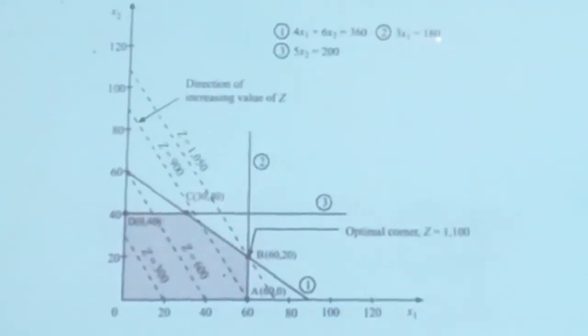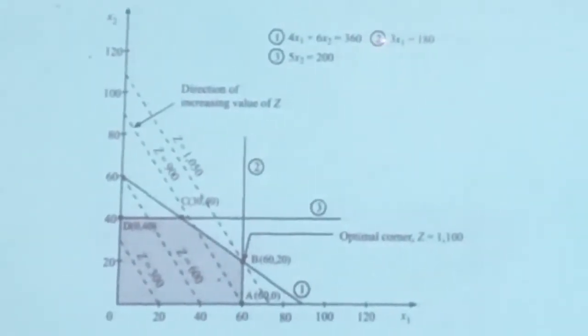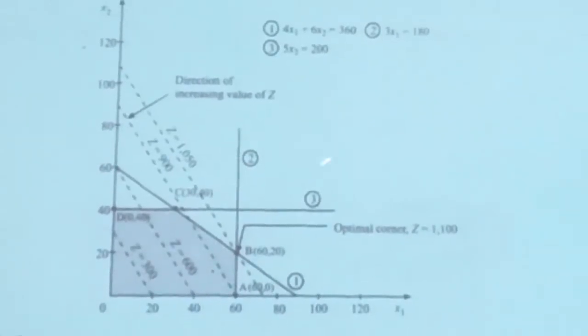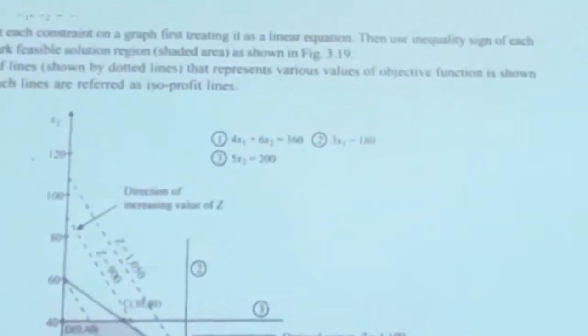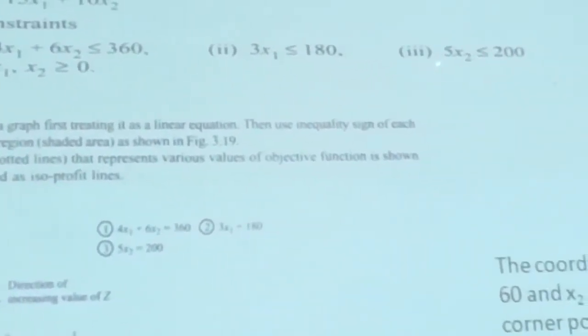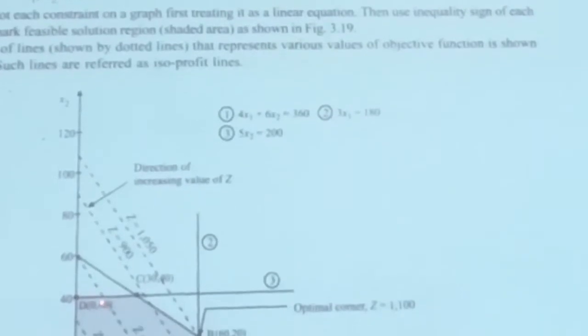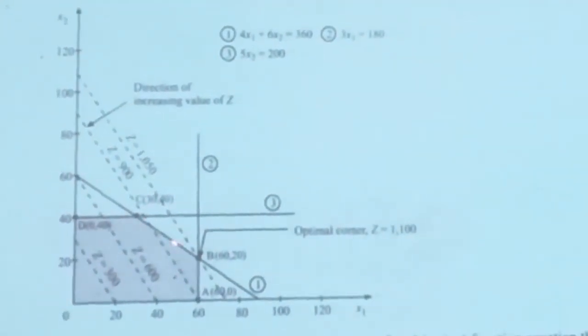Then 3x1 is equal to 180. Therefore x1 is equal to 180 by 3. It's the second equation, second line. Then 5x2 is equal to 200. So therefore x2 is equal to 200 divided by 5 equal to 40. And that's the third. So this is third, this is second, and this is the first.